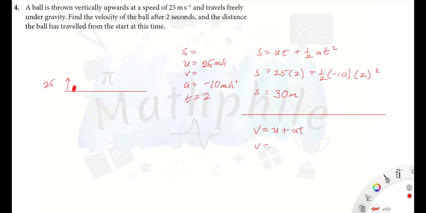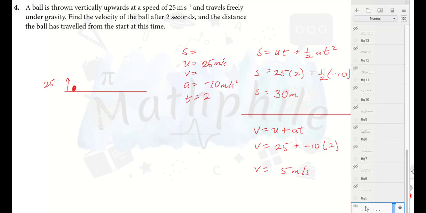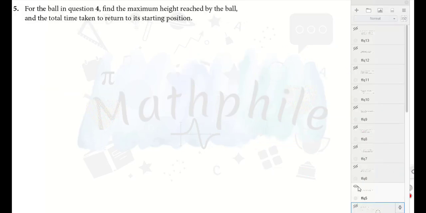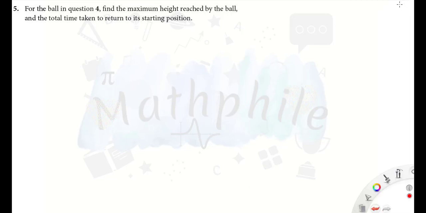So U is 25 plus 10 multiplied by 2, and the final number is T. The velocity at that point will be 5 meters per second. Sorry, 5 meters per second. So that's the fourth question. We've so far tackled 3 questions on scenario 3 and a question on scenario 1.